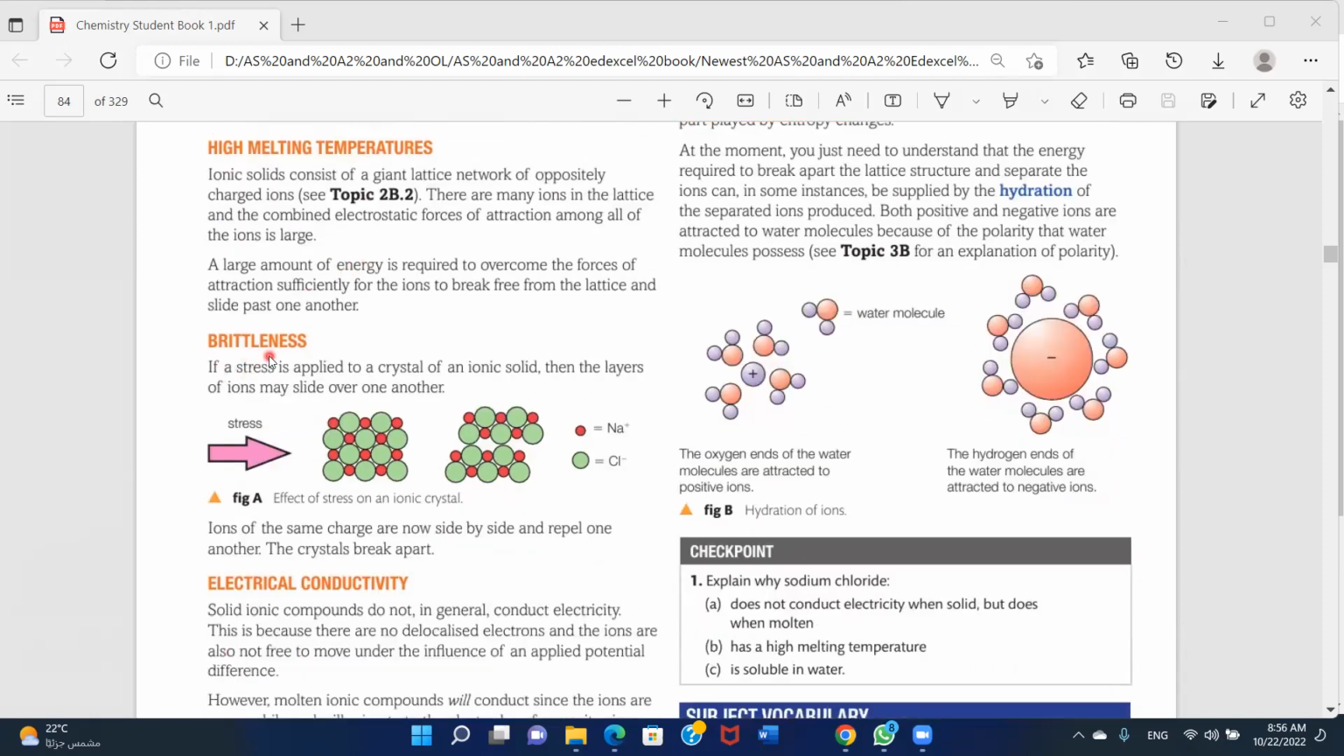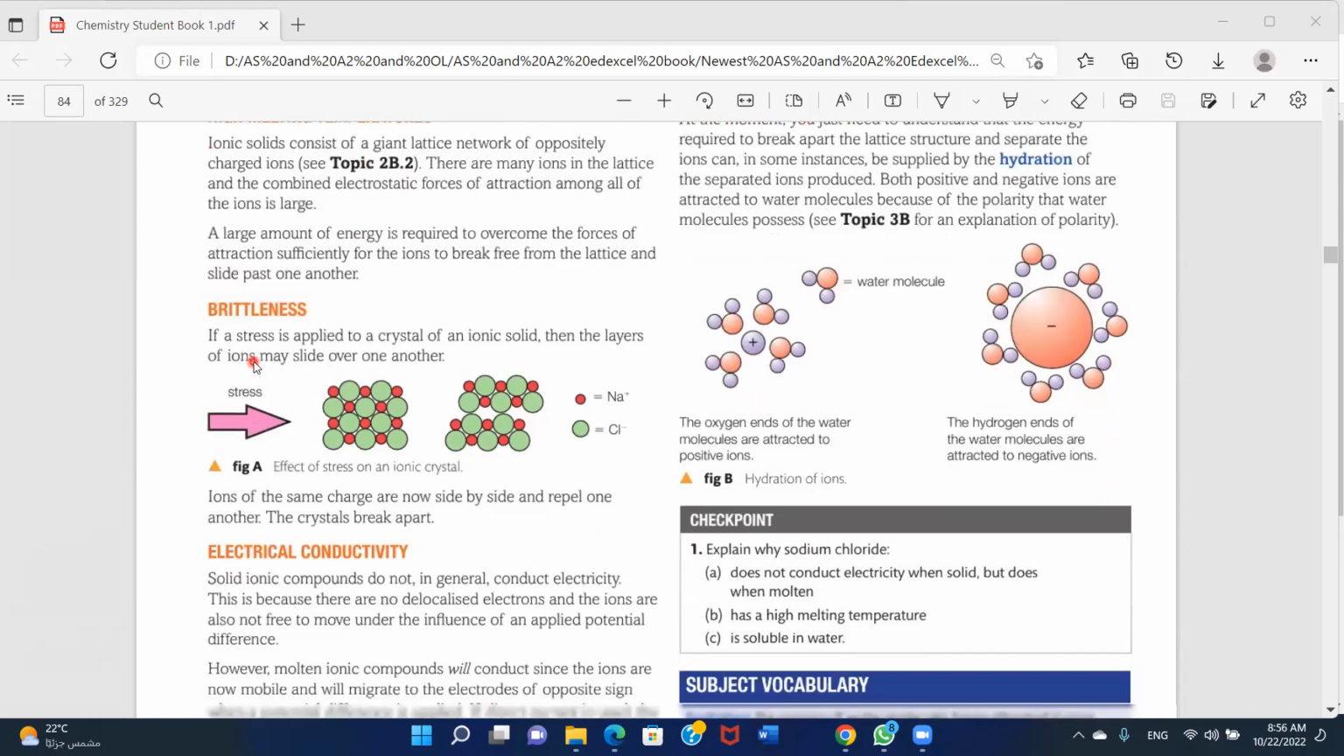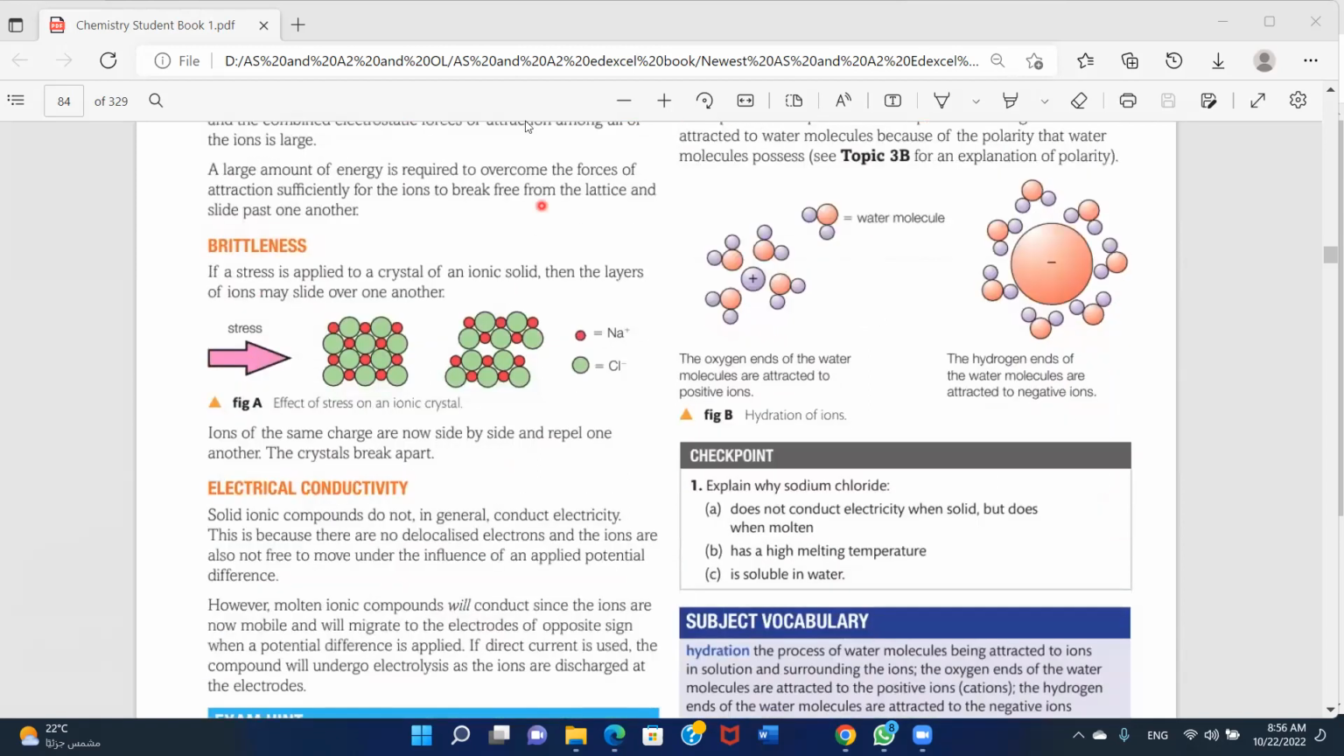All ionic compounds are brittle. What do you mean by brittle? Brittle means that if you knock it with anything, if you have a crystal, for example, of sodium chloride, and you knock it by anything, it's going to be cracked into smaller sizes. We call this brittleness. It can be cracked when you apply any stress.